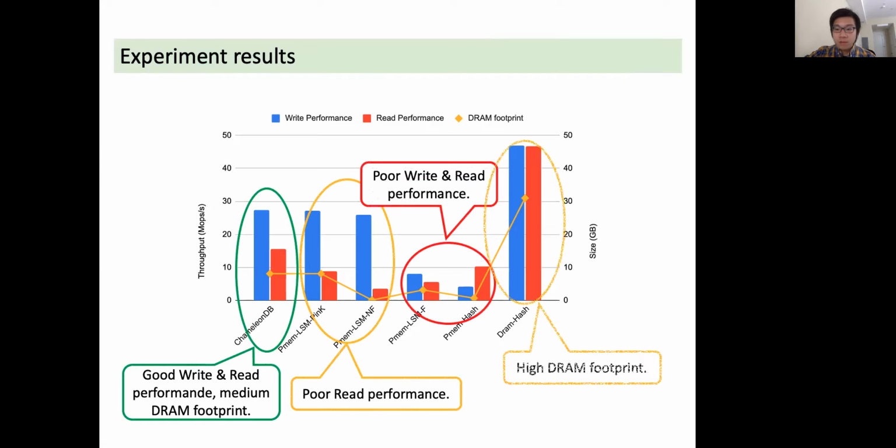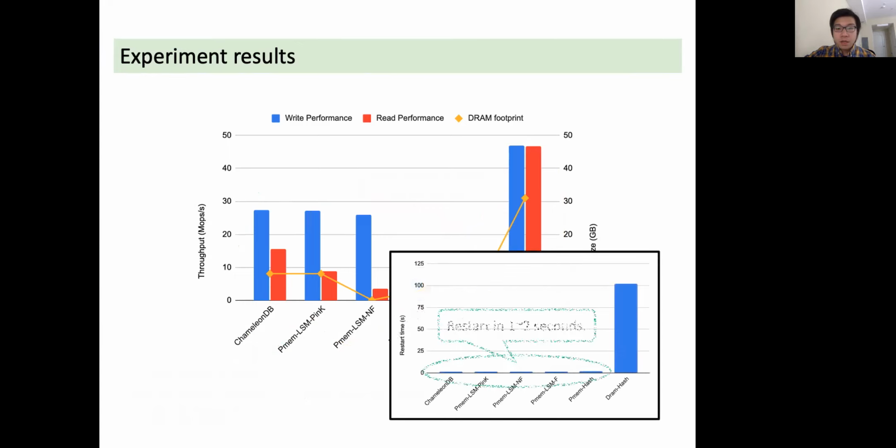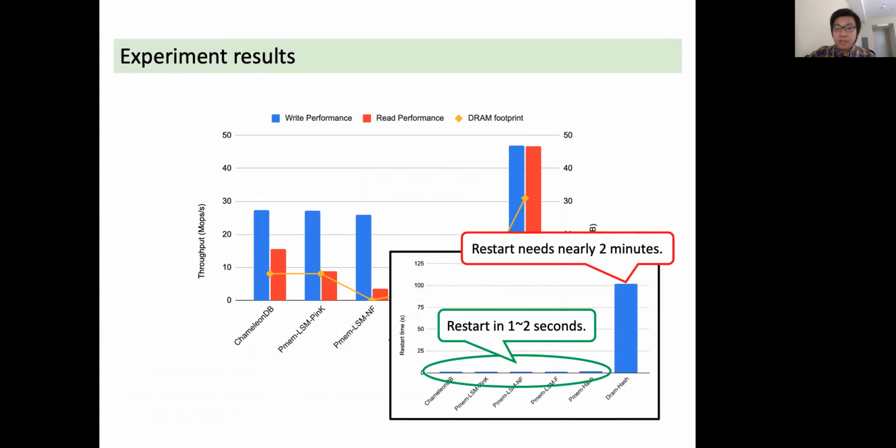We can see that ChameleonDB has higher write and read performance than its counterpart DRAM hash, while it has a much smaller DRAM footprint than DRAM hash. Besides, ChameleonDB can restart in 1 second, while DRAM hash needs nearly 2 minutes to recover its large index.